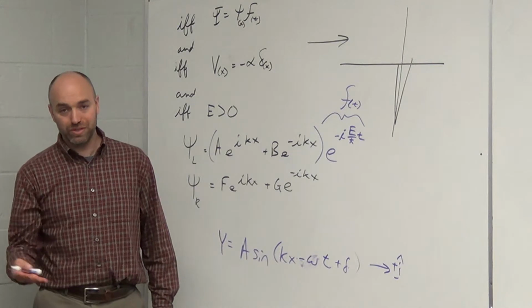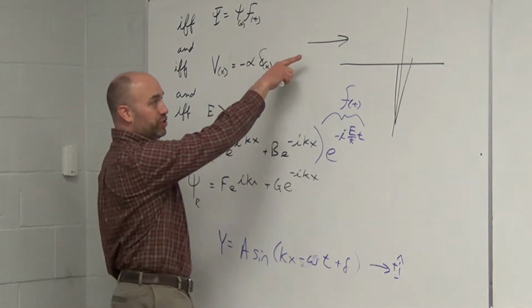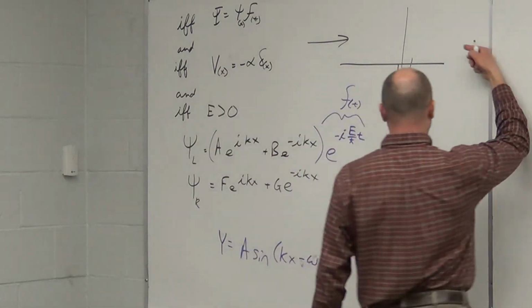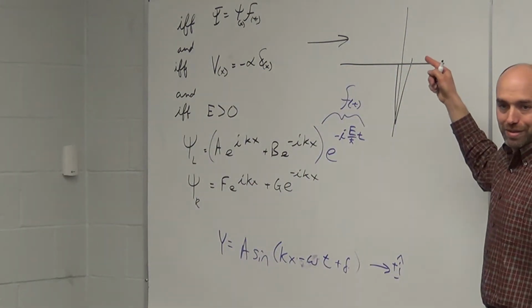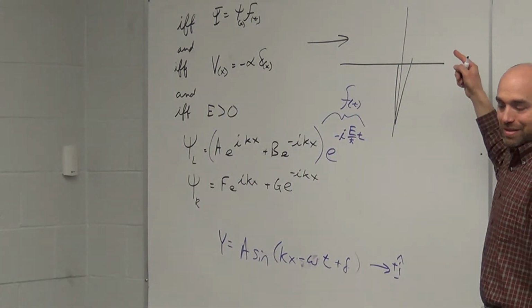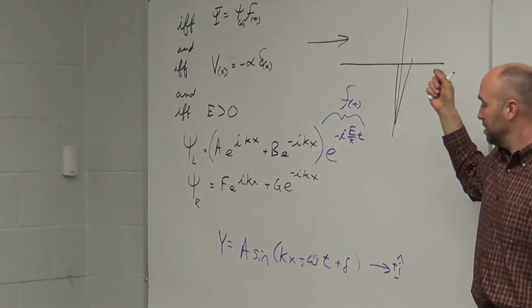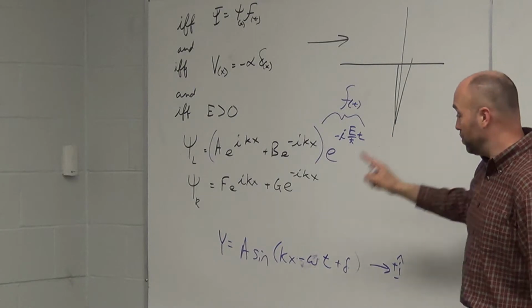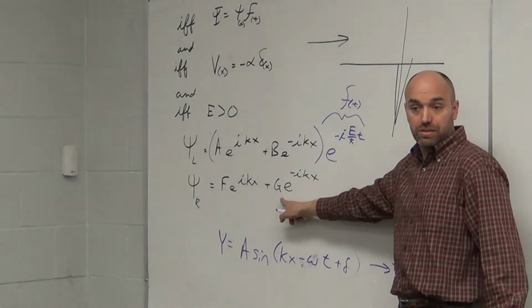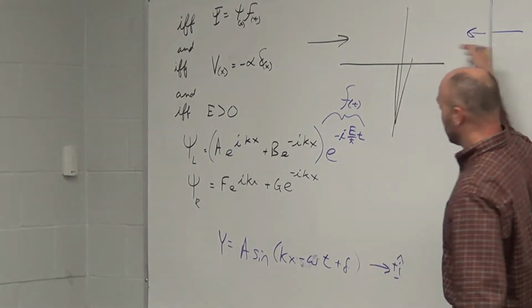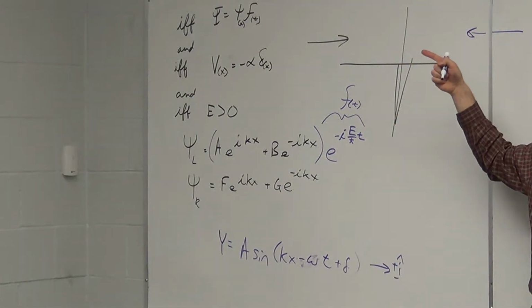Okay, now all of this was assuming that we shoot it in from the left. What if we had shot it in from the right? Then B is zero. We would have some G. B is zero. Okay, so which one would represent incident? G would be the incident then, because we're shooting it in this way, and our incident wave would be traveling in the negative i-hat direction.